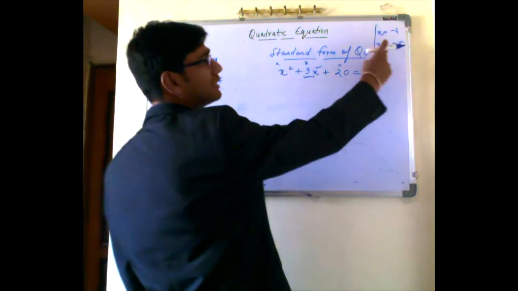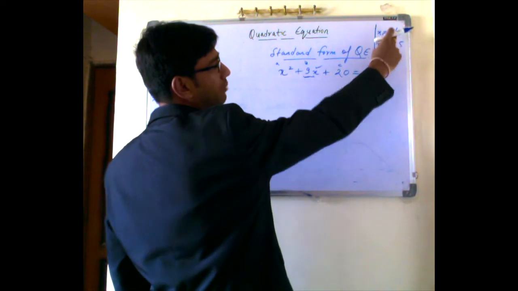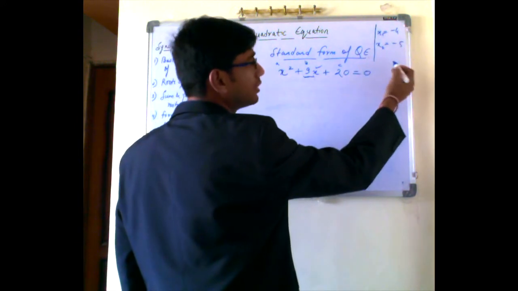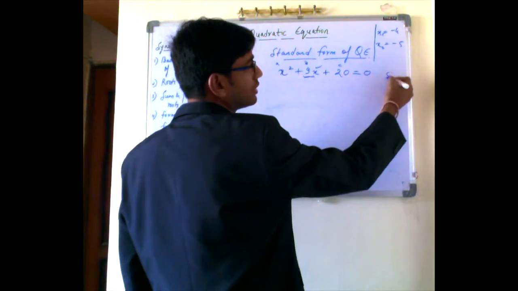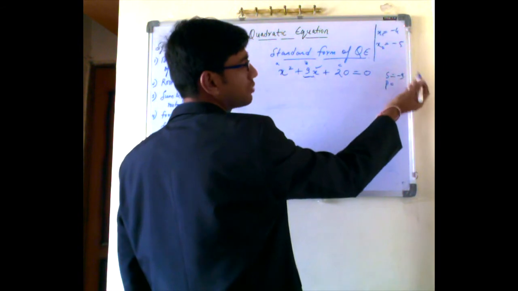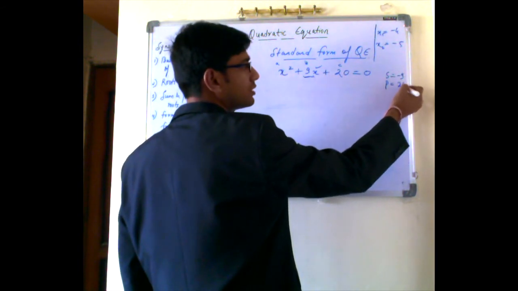Guys, we can easily see that the sum of these two roots is minus 4 plus minus 5, that gives me minus 9. So the sum of the roots of this equation is minus 9, and the product is 5 4s are 20, minus minus multiplied gives me positive, so it is 20.